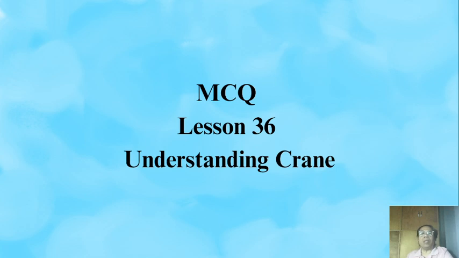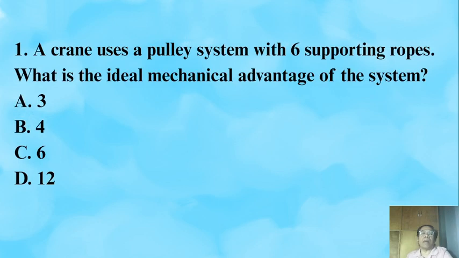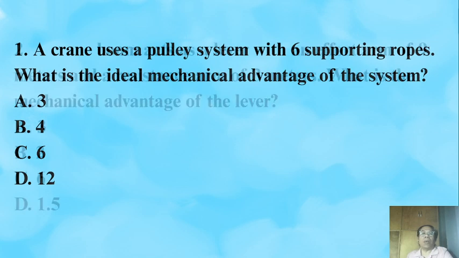So the MCQ for lesson number 36, Understanding Crane, is as follows. Number 1. A crane uses a pulley system with 6 supporting ropes. What is the ideal mechanical advantage of the system? Letter A, 3. Letter B, 4. Letter C, 6. Letter D, 12.